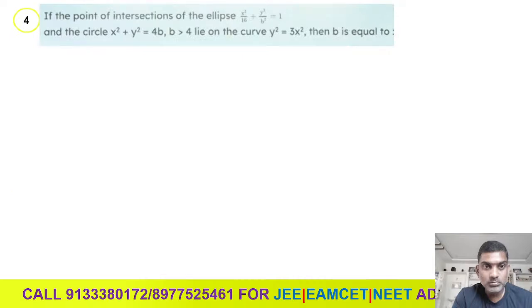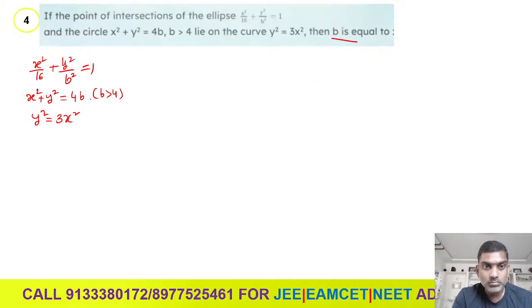Next question. If the points of intersection of the ellipse x square by 16 plus y square by b square equal to 1, and the circle x square plus y square equal to 4b, where b greater than 4, lie on the curve y square equal to 3x square. So this is given. Then what is the value of b? The b value they are asking.